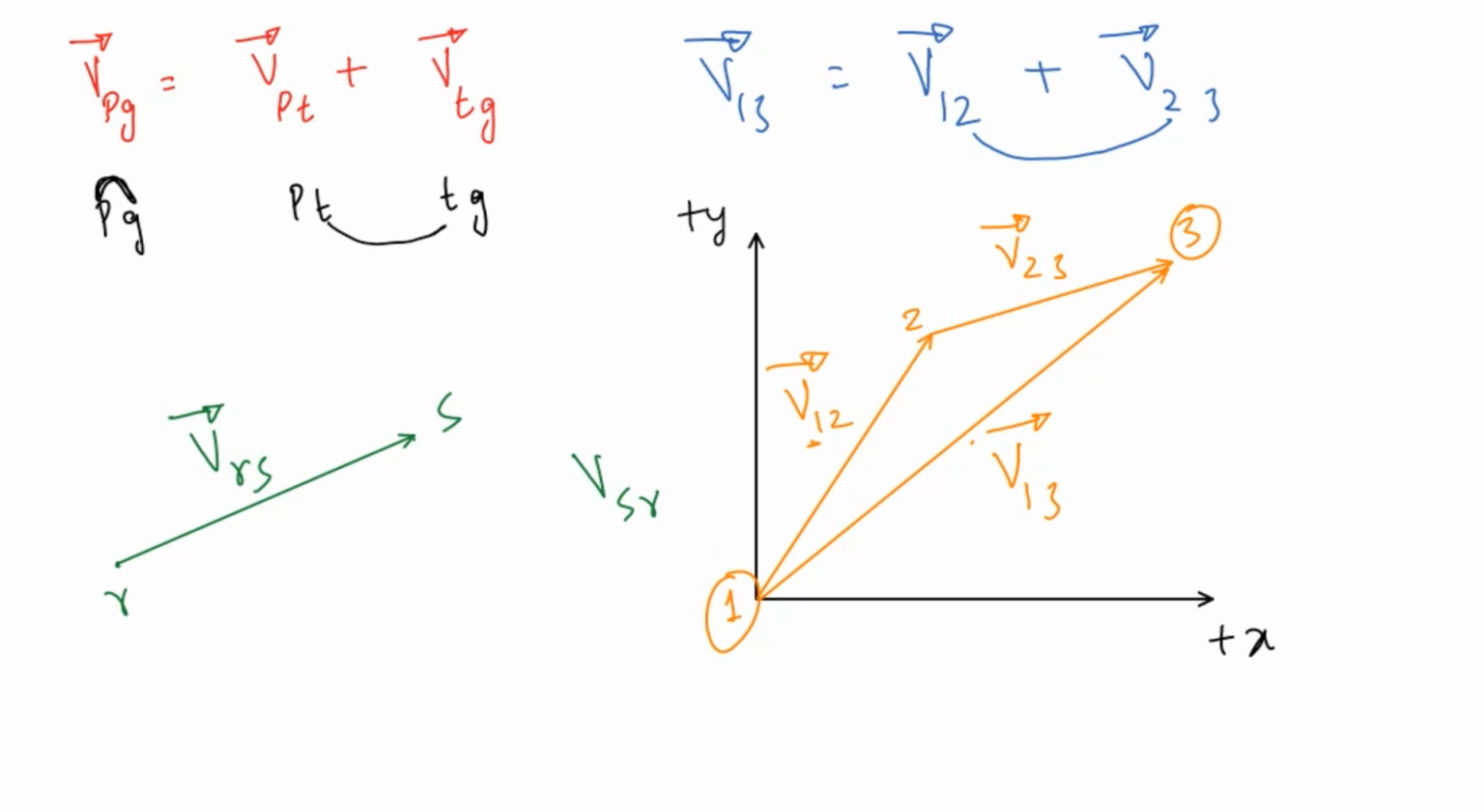So reversing the subscripts will reverse the velocity vector. So this vector will represent VSR. So this is S here, and this is the head, this is R. So from here we can say that VRS is the negative of VSR.